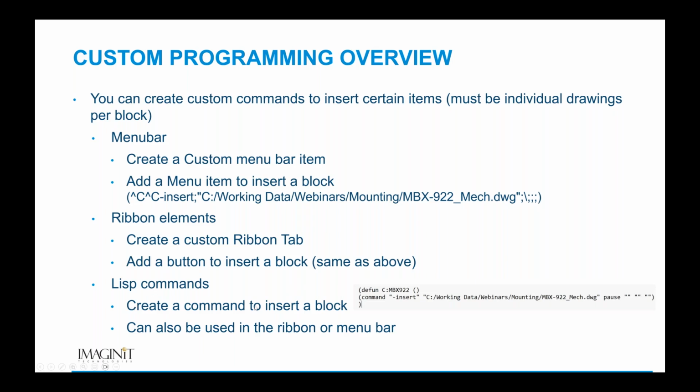So for a Lisp command, you can create commands to insert a block. For example, this particular Lisp code says if I type in MBX922, it's going to do essentially the same thing where I go minus insert, just like this. We have a space, which is the same as the semicolon. I have a path enclosed in quotes. I have a pause, again, pausing for my input, and then 3 sets of quotes to do the 3 semicolons. And this can also be used in the ribbon or a menu bar. So once you create this custom Lisp, you could then create this command to run. So instead of redoing this, you just put in a command that says MBX922, and it will run.